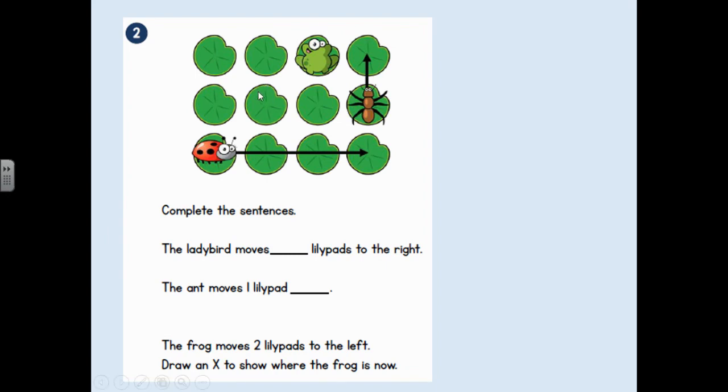Question number 2. We haven't got a grid anymore, we've got lily pads. Complete the sentences. The ladybird moves lily pads to the right. The ant moves one lily pad. And then once you have done that, the frog moves 2 lily pads to the left. Draw an X to show where the frog is now.